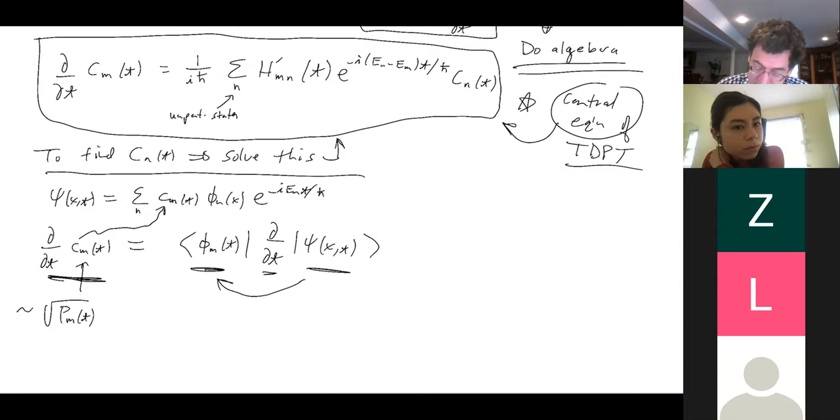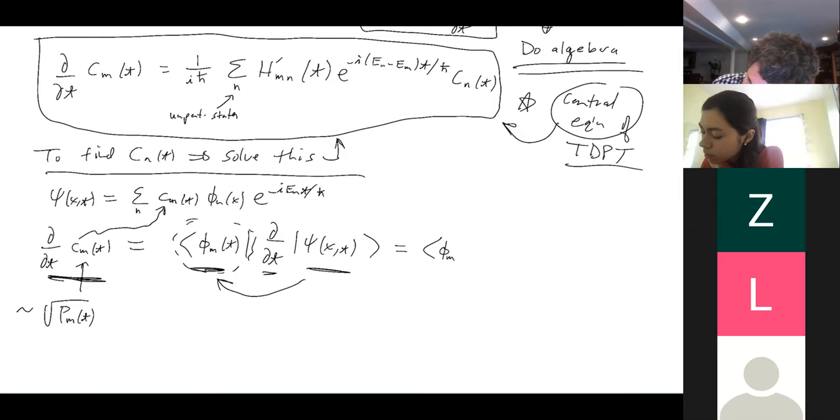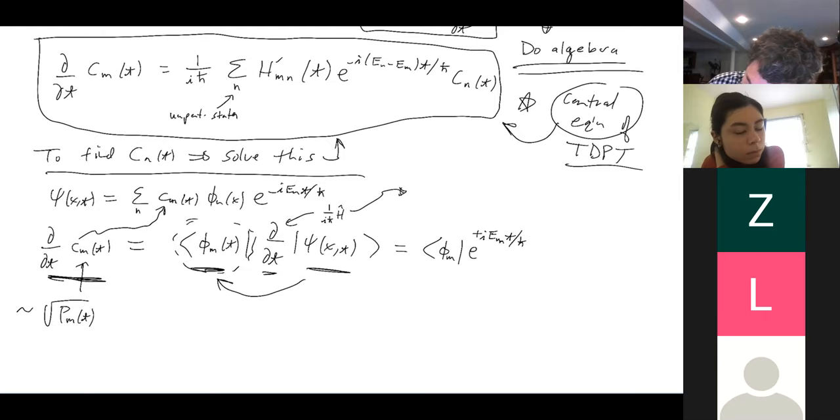But then if I do this, we can now just unpack it, because this part right here is just going to be phi m times e to the plus i e_m t over h bar, because it's a bra, and then d/dt. But what's d/dt? Well, d/dt is just going to be 1 over i h bar times H, because remember the Schrodinger equation is H psi equals i h bar d/dt psi. And so that means that d/dt, the operator, is like 1 over i h bar times H.